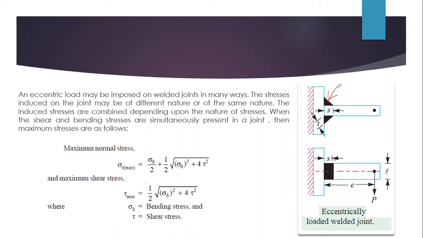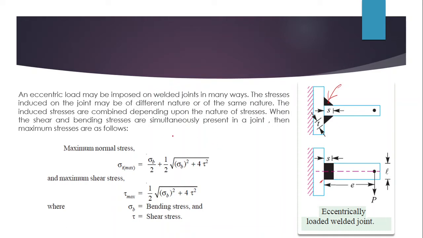Here this weld length is equal to small letter L, and this is the leg of the weld, and T is the throat thickness of the weld. Here P is acting at this particular point, which is at a distance of E from this particular edge.